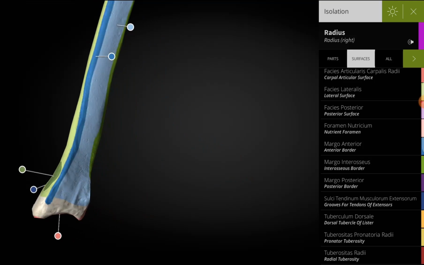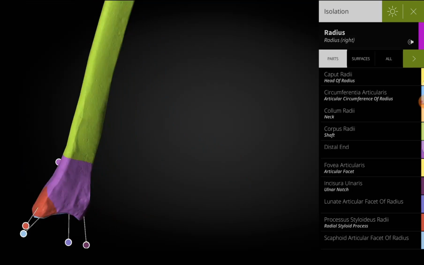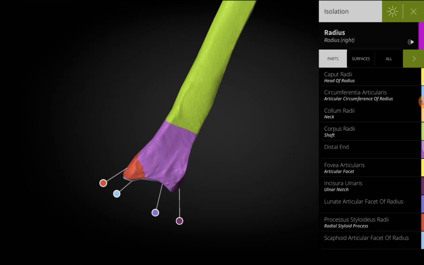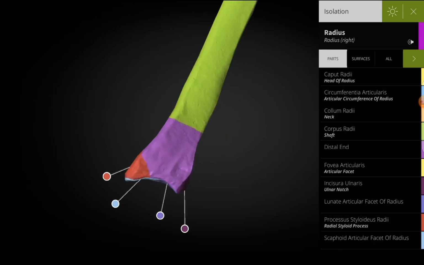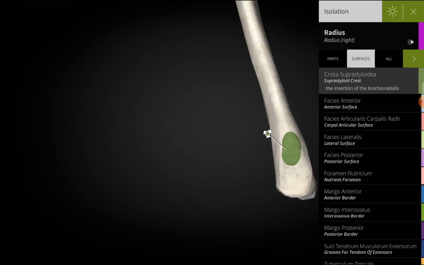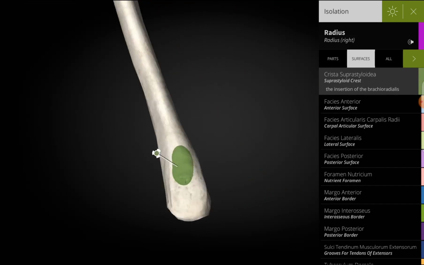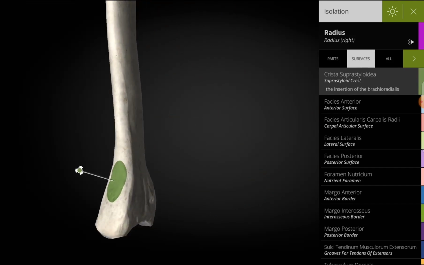Another thing worth mentioning here, which is similar to what we saw on the ulna, though there it was located medially, while here it is located laterally, is the processus styloideus radii. Above the processus styloideus radii, there is a ridge called the crista suprastyloidea, because it is located above the styloid process.